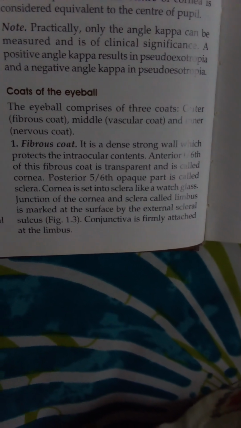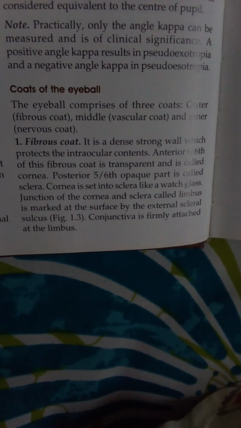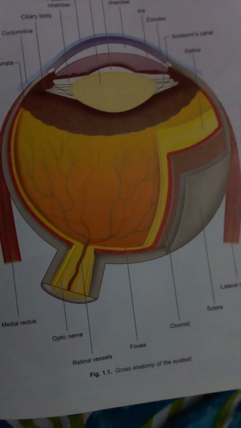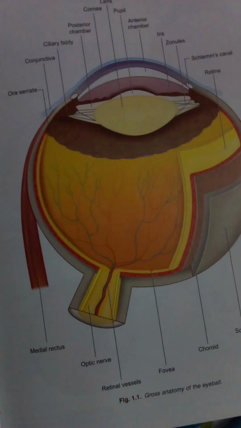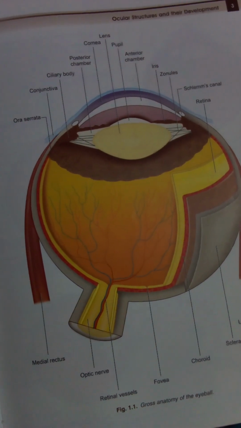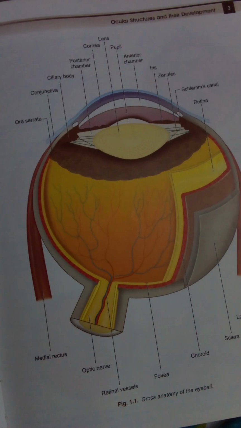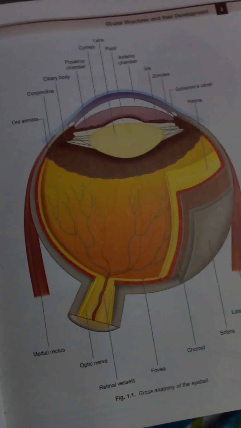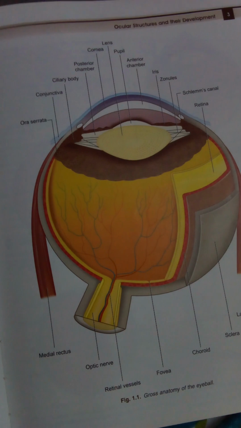The junction of the cornea and sclera is called the limbus, marked at the surface by the external scleral sulcus. Conjunctiva is firmly attached at the limbus. So here is the diagram showing the gross anatomy of the eyeball: lens, anterior chamber, iris, ganglion, Schlemm's canal, retina, ora serrata, conjunctiva, ciliary body, and posterior chamber.